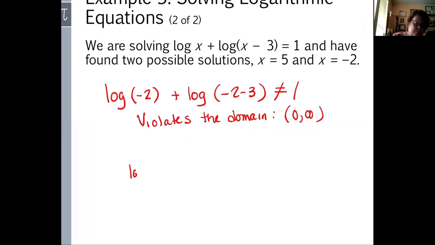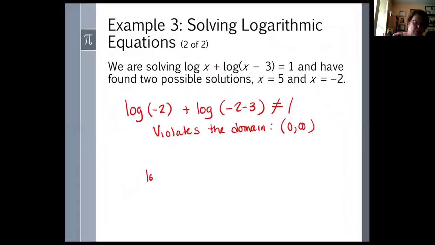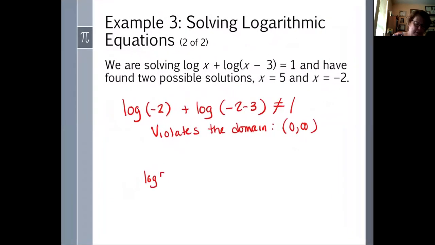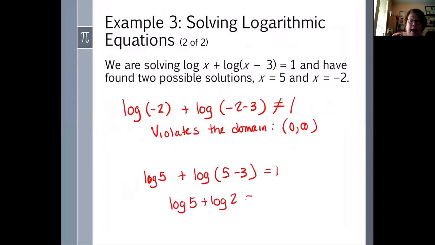Log of 5. The log of 5 plus the log of 5 minus 3. Is that equal to 1? What's the log of 5 plus the log of 2? And that is equal to 1. You can take your calculator out and do a decimal approximation, and you should get 1. Or, since you know the sum of two logs is equal to the log of the product, this is the log of 10. 5 times 2 is 10. And the log of 10 is 1.